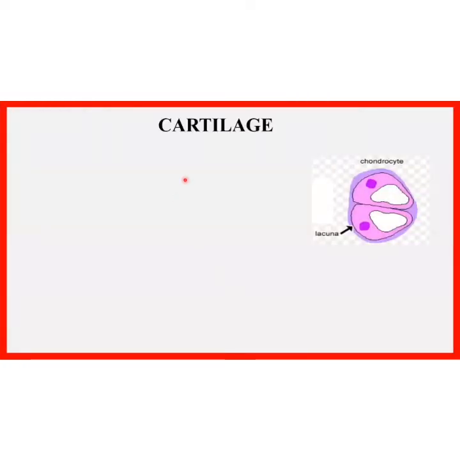First, we are going to discuss cartilage. Cartilage is a dense, clear bluish-white, firm connective tissue. This is a connective tissue. Bones are also connective tissue, but cartilage is less strong than bone.